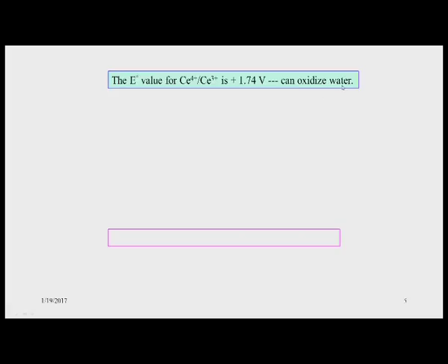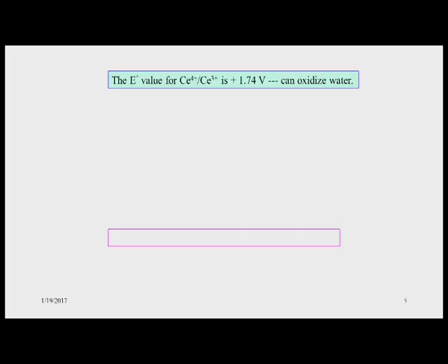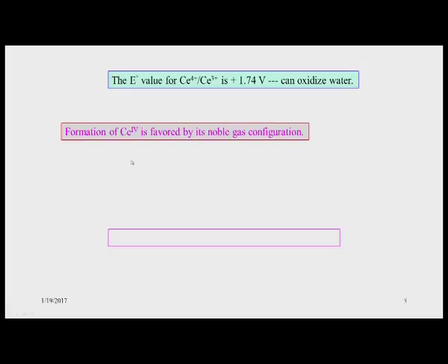So if we want to develop some catalyst, the water oxidation catalyst, because water oxidation is a very important area of research. We all know that this cerium-based compound involving the ceric and the cerous ion, with this E0 value, will be able to oxidize the water molecule. And the formation of cerium 4 is favored by its noble gas configuration, that means it has only the xenon configuration. So 4 plus is basically the xenon configuration, the most stable one.